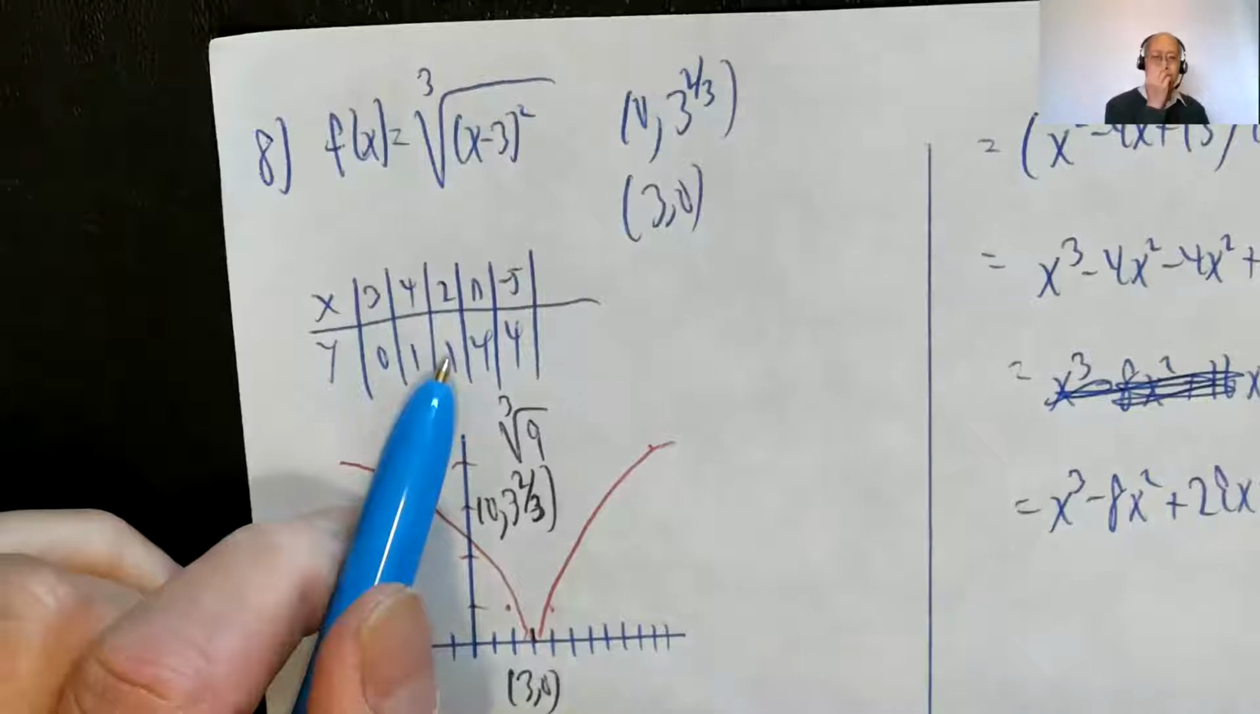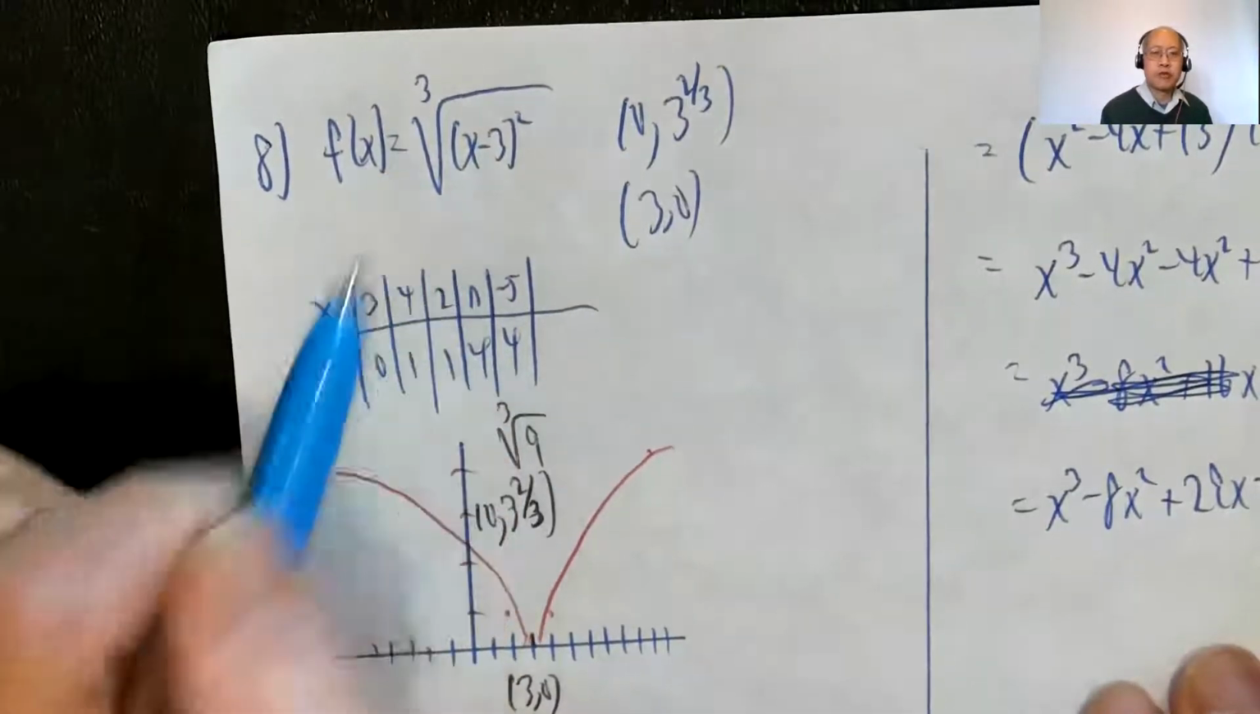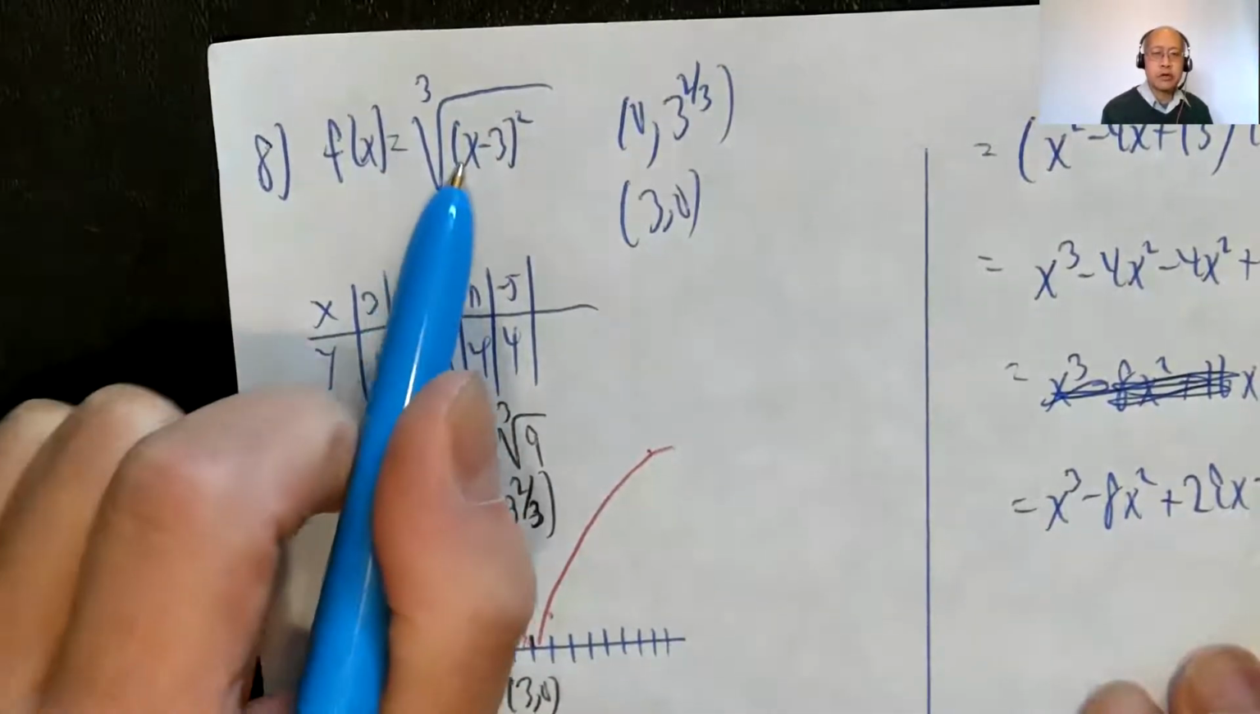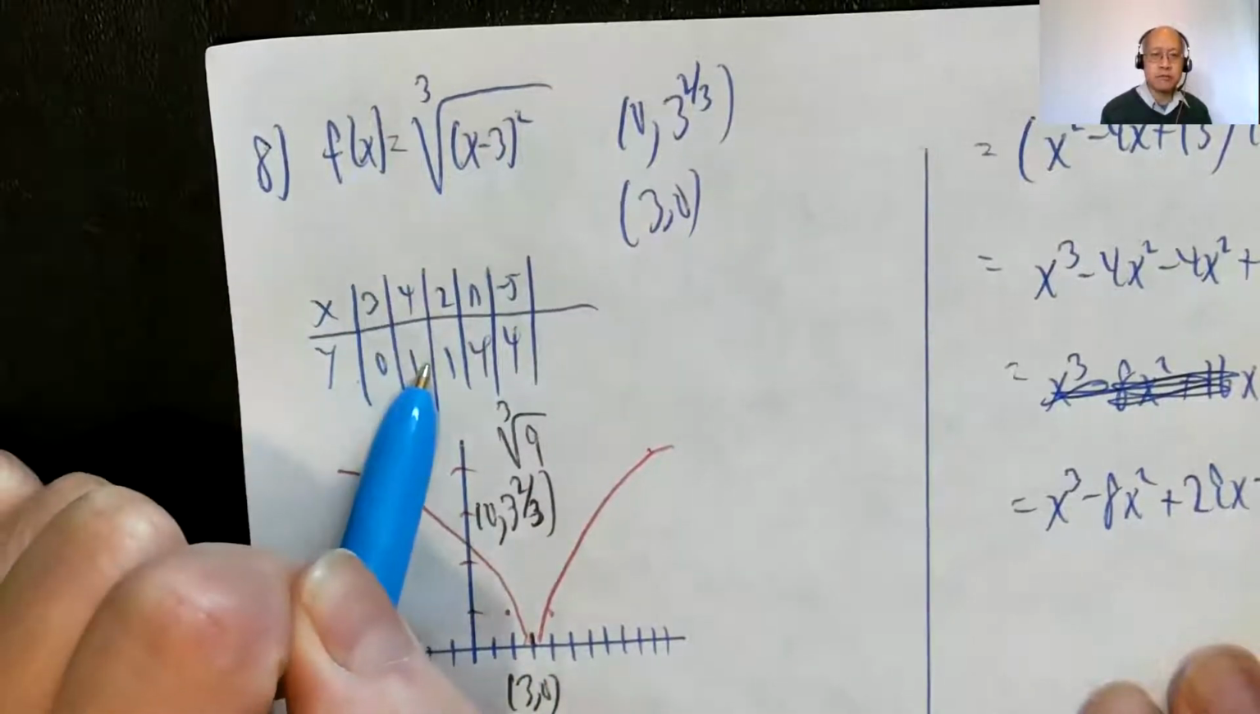I plugged in some quote unquote nice numbers. If I plug in 3, I get 0. Plug in 4, I get the cube root of 1, which is 1. Plug in 2, 2 minus 3 is -1. Square is 1. Cube root of 1 is 1.